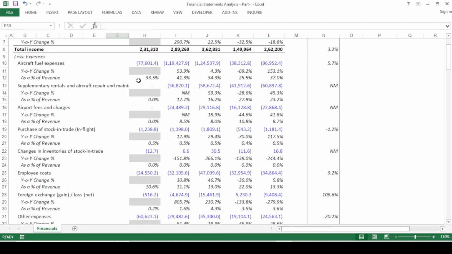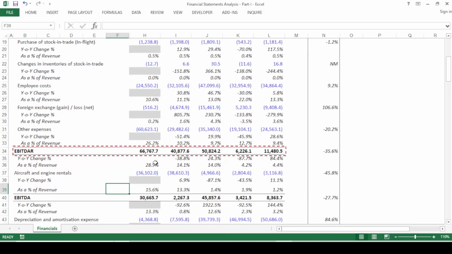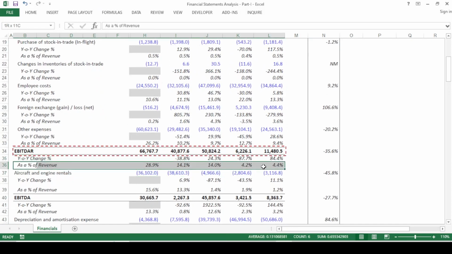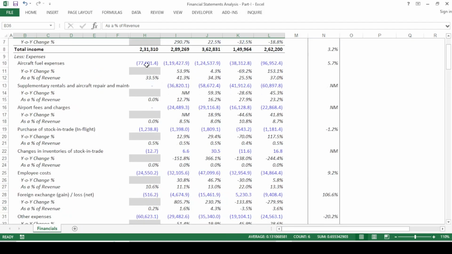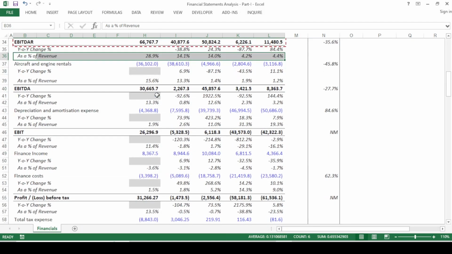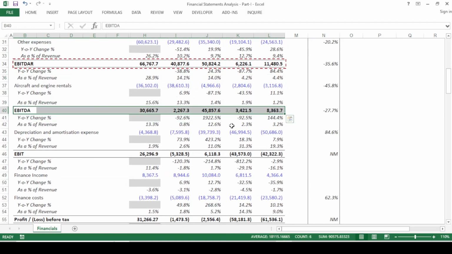And also I've taken the as a percentage of revenue for all the expenses, and also for the profitability metrics. So for example, if I'm talking about EBITDAR, it's the EBITDAR margin. So out of those revenues, how much has been generated here after expensing all these expenses. Then after this, we have the metric called EBITDA. Again, EBITDA is a very important metric, especially when we talk from the credit perspective.